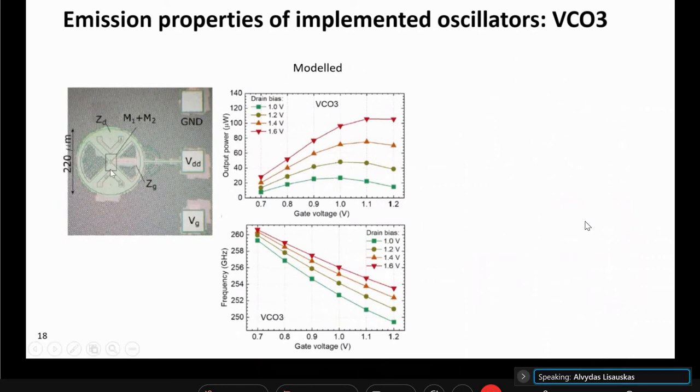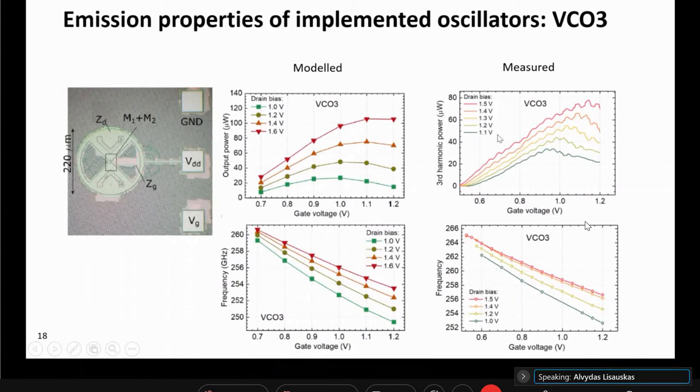Now, the optimized device. Now everything is put directly in the center, the radiation center of the antenna. We expect about 100 microwatts and good frequency tunability from 260 to 250. And this is what we get. Experimentally, we have about 80 microwatts emission here, and the frequency tunability is pretty similar, with just a 5 gigahertz offset. So we actually get a higher oscillation frequency than we modeled. So there is a small discrepancy in the RF simulation of antenna or inductor elements, but it's pretty nicely hitting the point.